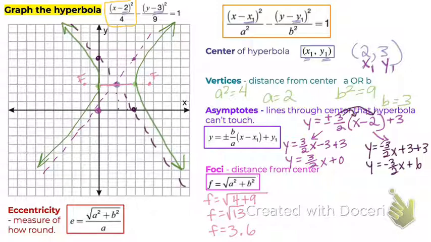And then the last step is to calculate the eccentricity, how round the curve of our hyperbola is, how circular it is. So the square root of 4 plus 9 over a, which is 2. So for this one, you get about 3.6 over 2, and 3.6 divided by 2 is 1.8. And that's another key component to describe your hyperbola.